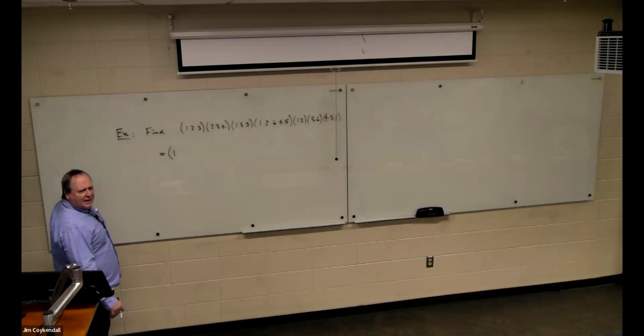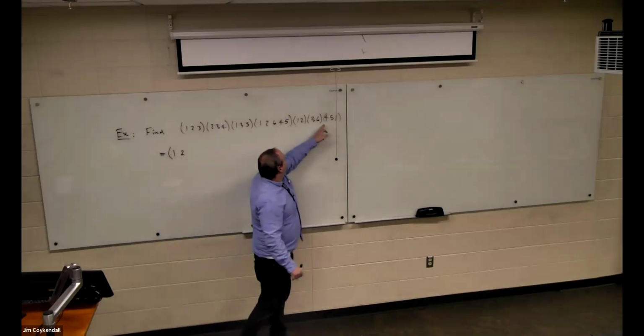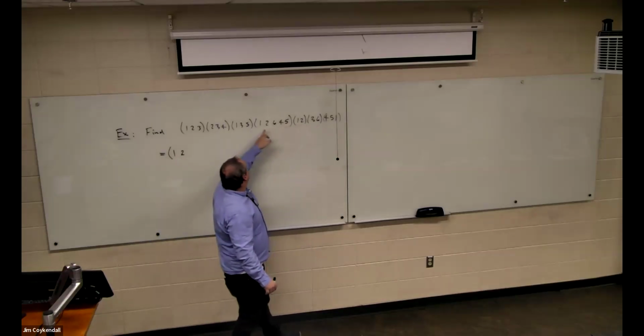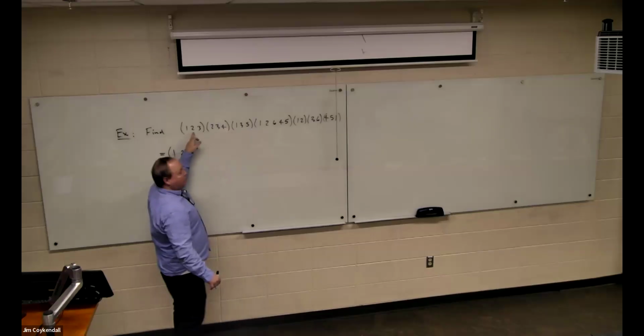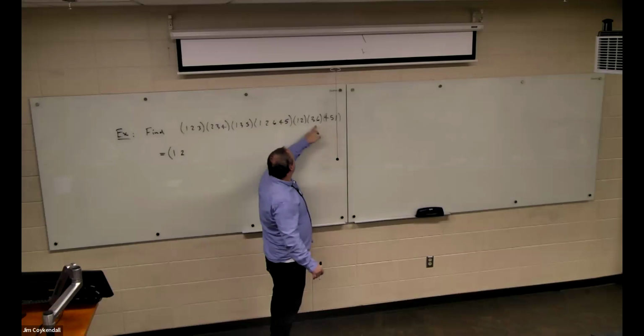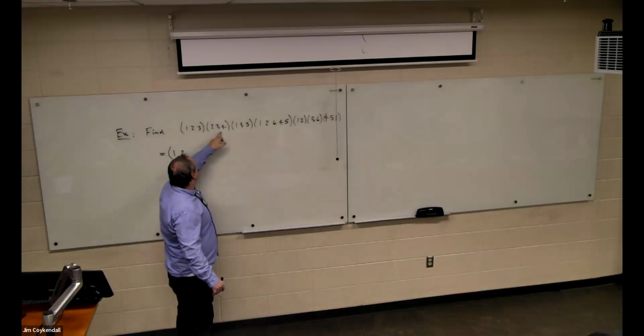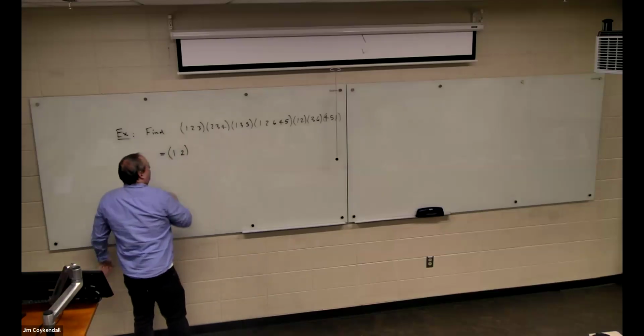Where does it end up? I agree. I think it ends up at 2. 1 goes to 4, 4 to 5, 5 to 1 to 2, right? Okay, let's pick up where we left off. Where does 2 go? 1, 2, to 3, to 1. How about that?